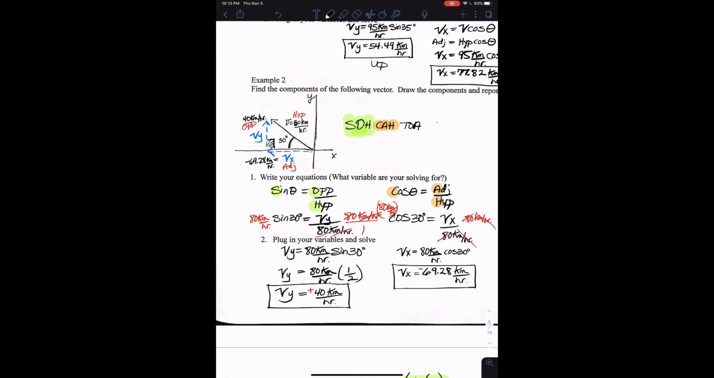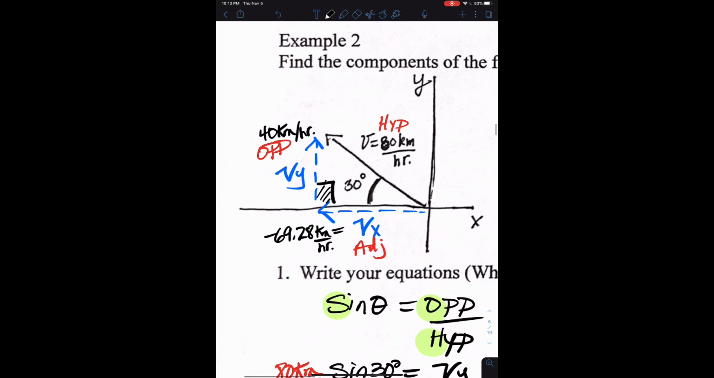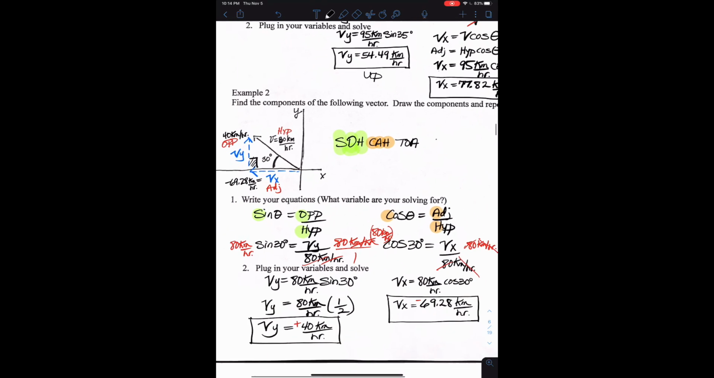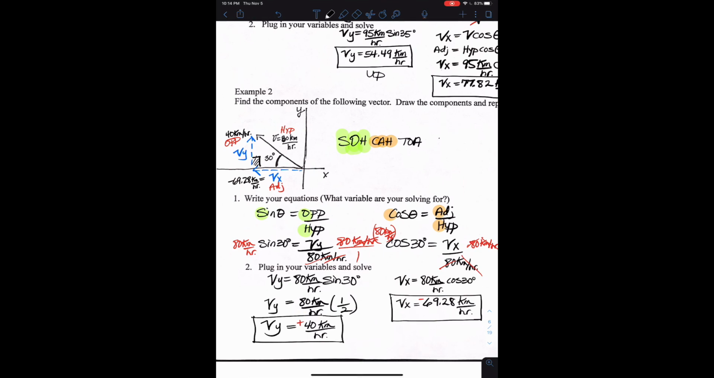So pretty straightforward. Once again, we do this because we can work with these vectors all in the x direction or all in the y direction, even though they're just part of the actual vector, which is 80 kilometers per hour. And then this gets pretty neat to do. So I'll point this out going forward and how we're going to do it. Okay, so that's about it. Resolving vectors into components. Let's look at the practice.